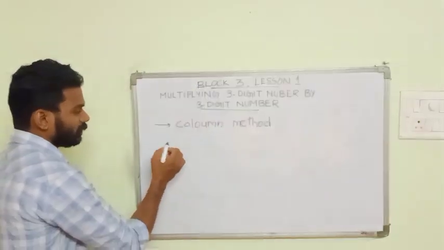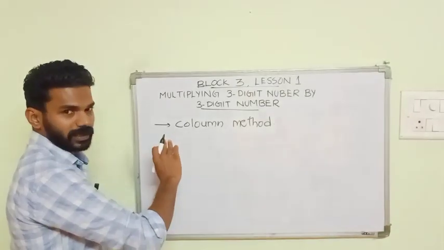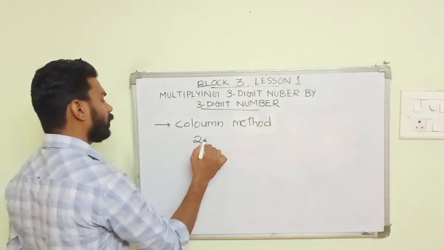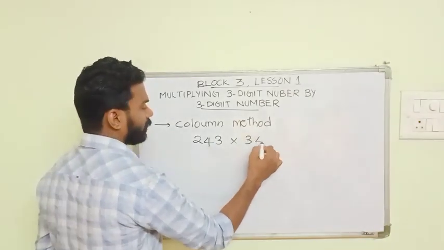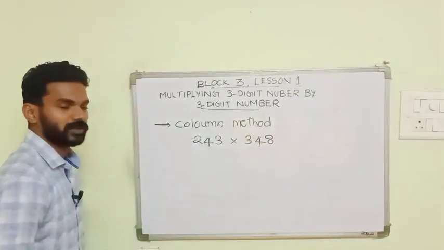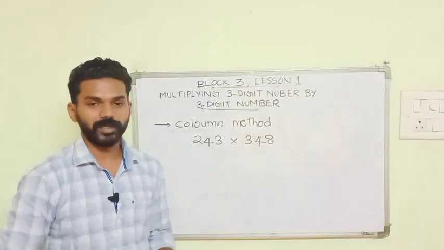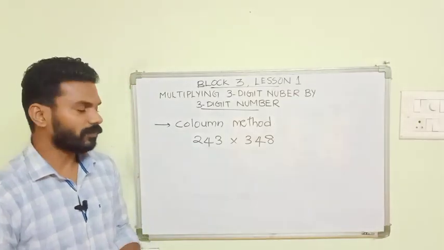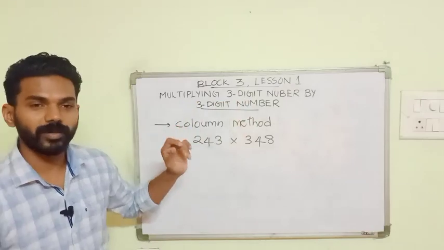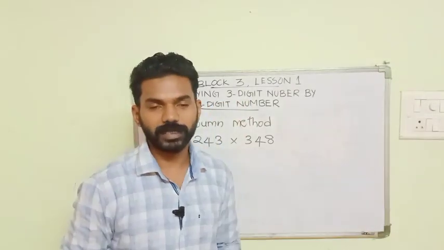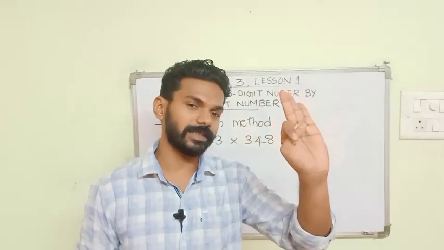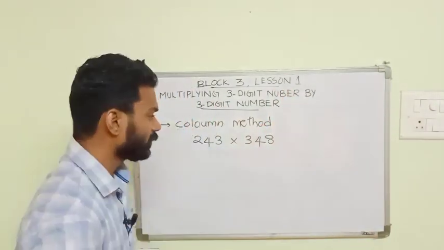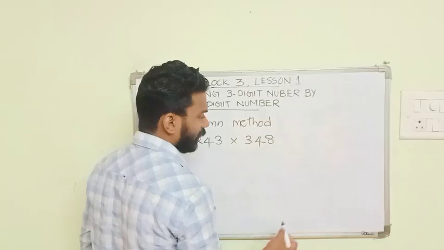So I took one example at random: 243 into 348. This is going to be the multiplication we need to do. First of all, you can see both the numbers are 3-digit numbers. 3-digit numbers means their place values will be ones, tens and hundreds. So we are constructing a column like that.